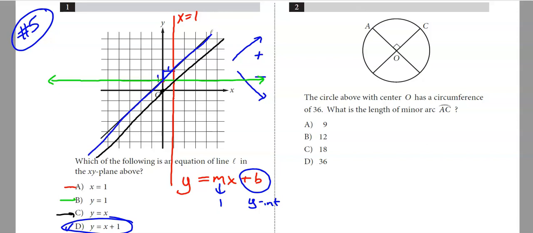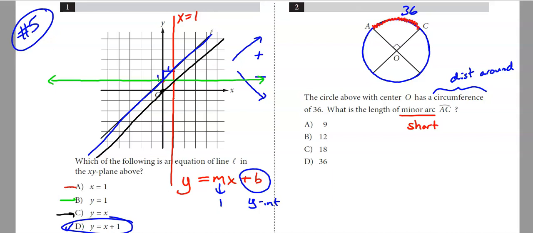There you go. Number 2, circle above with center O has a circumference. So remember here, vocab word, circumference is the distance around the circle. Has a circumference of 36. So we know that all the way around here, if we could straighten this line out, the distance all the way around there is 36. What is the length of minor arc AC? Minor arc means the short distance to get from point A to point C, which represents right here.